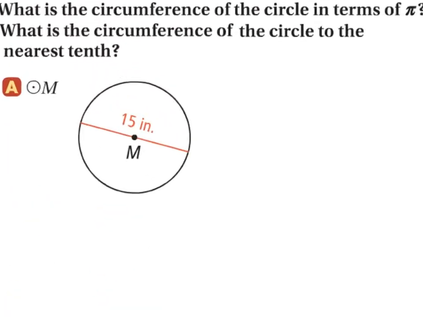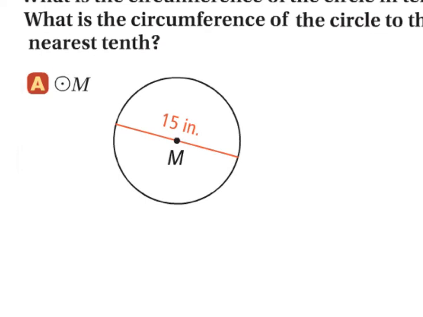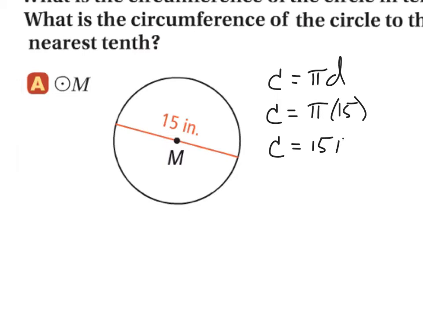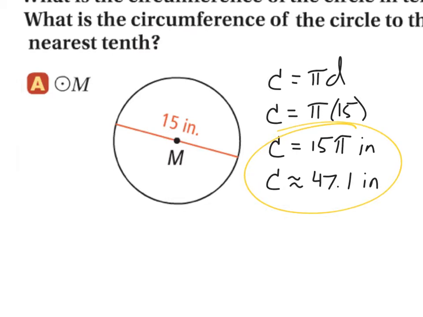Okay, let's work these out. Take a look at number 1, or part A, I should say. We're finding the circumference of this circle. Well, circumference equals pi d. And so that means my circumference is going to equal pi times 15. Therefore, my circumference is 15 pi inches. But they wanted that rounded to the nearest tenth as well, so that means my circumference is approximately 47.1 inches. You needed to show all of that for full credit.